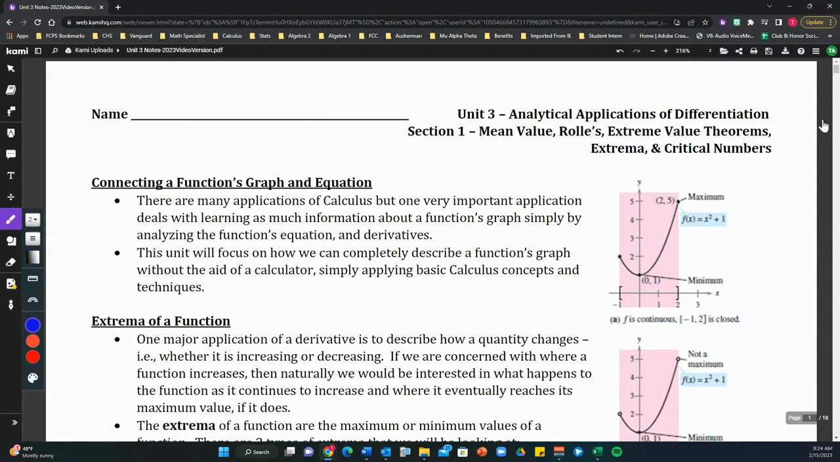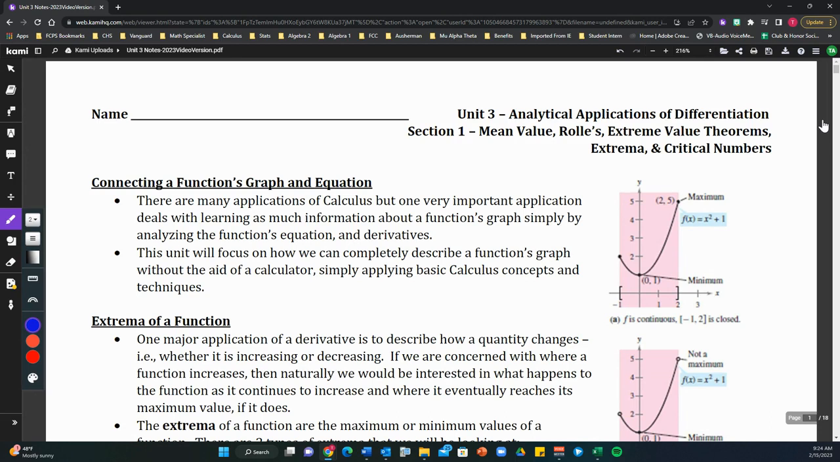So for today's topic, we are going to be starting our third unit, and the focus of this unit is really about taking all the information that we can possibly gather about a function or its derivative or even its second derivative, and compiling it together to gather as clear a picture and as much information as possible about what the graph of that original function looks like.